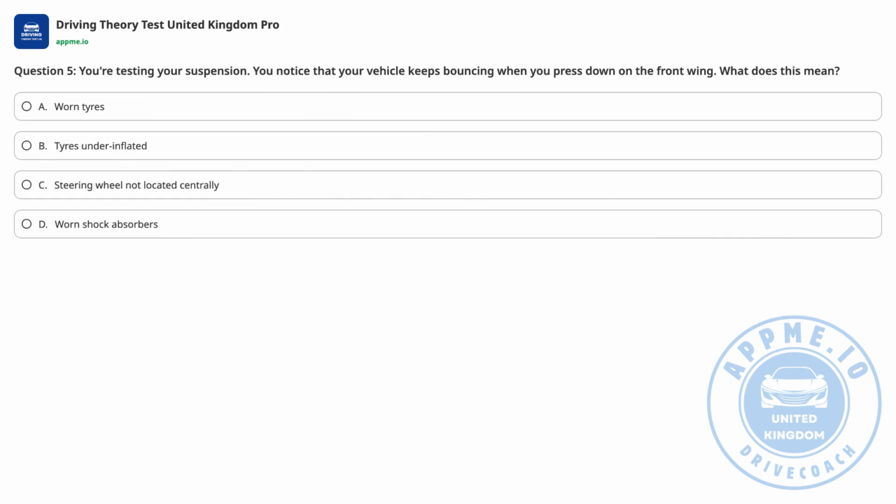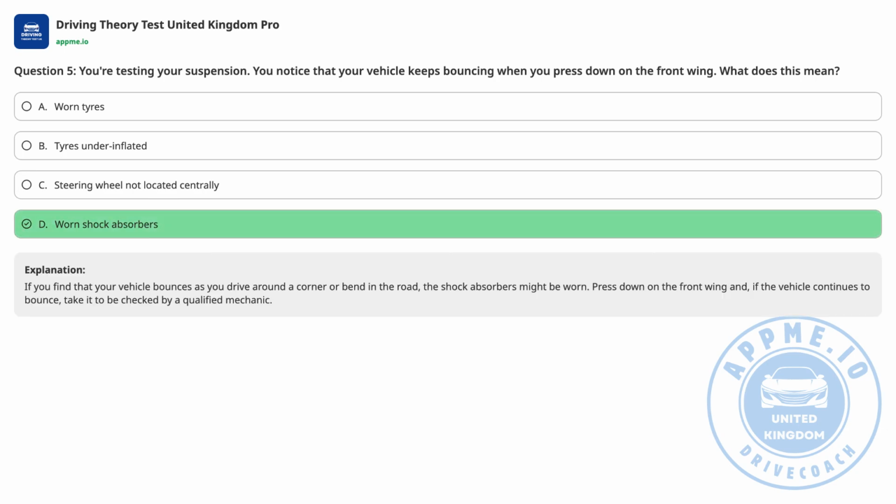Question 5. You're testing your suspension. You notice that your vehicle keeps bouncing when you press down on the front wing. What does this mean? A. Worn tires. B. Tires underinflated. C. Steering wheel not located centrally. D. Worn shock absorbers. The correct answer is D.